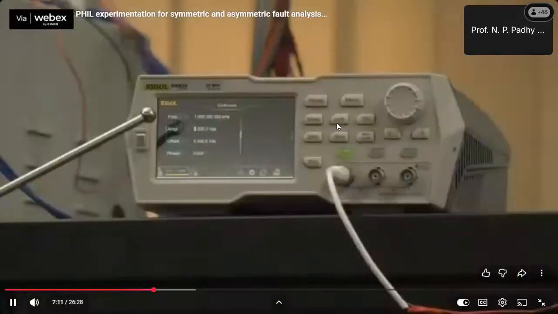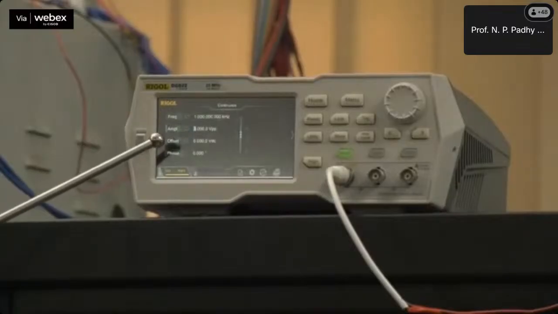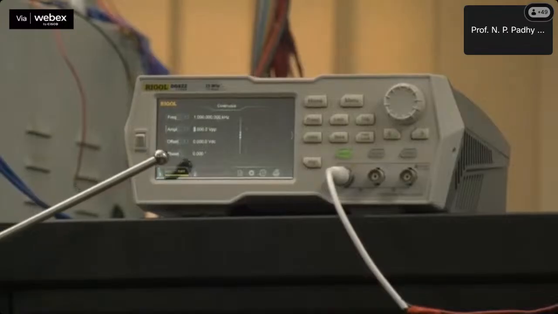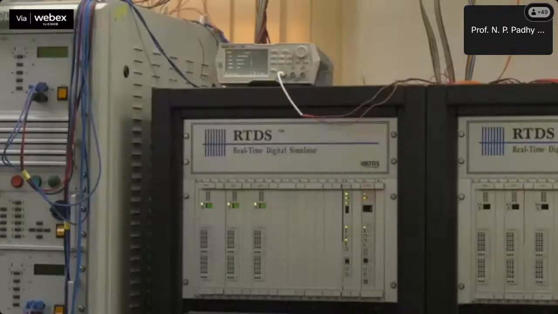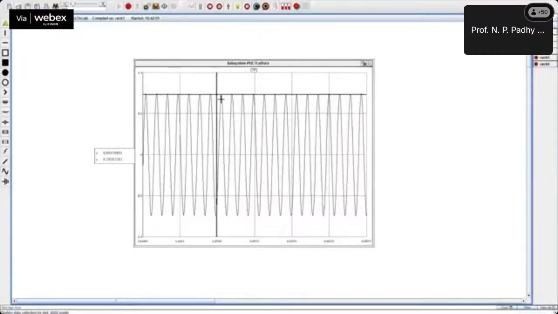Let us see this small demonstration in which a 3 volt RMS sinusoidal signal input is set in the function generator. The signal is then sent to the GTAI card of the RTDS. The GTAI module in the RSCAD receives the signal and can be seen in the runtime of the RSCAD.